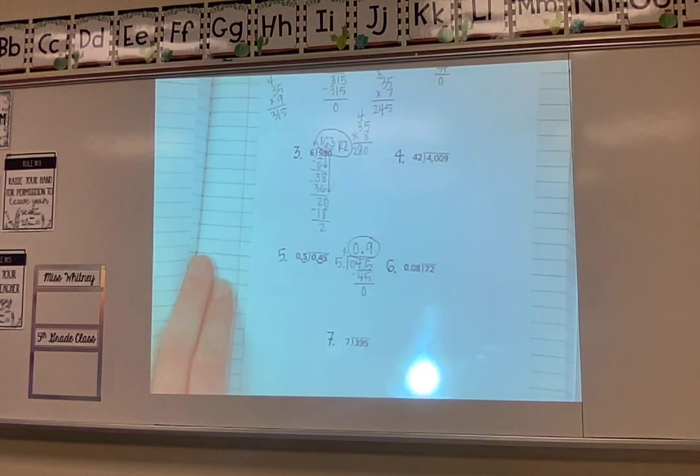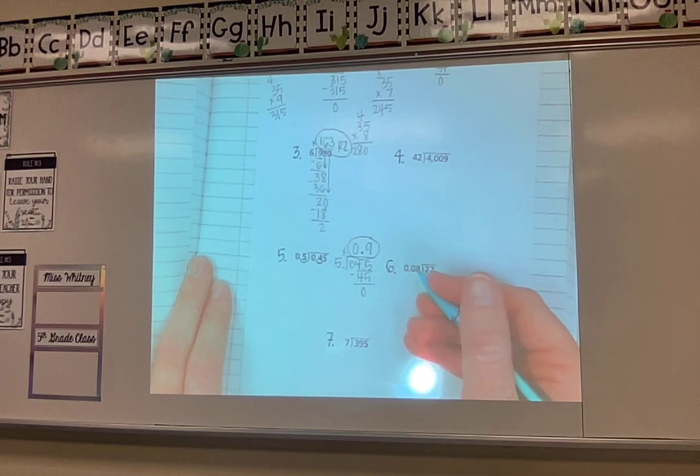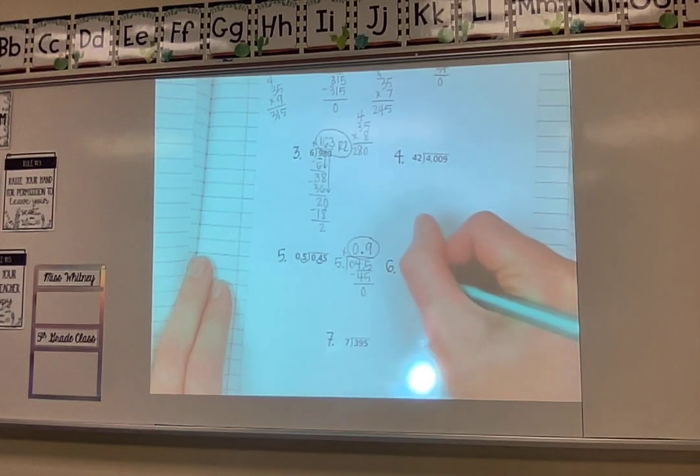Let's also do number 6. We've done one kind of like this, but this will be good practice. So looking outside my house, I do have a decimal number, so remember I have to move that back 2 spots this time.